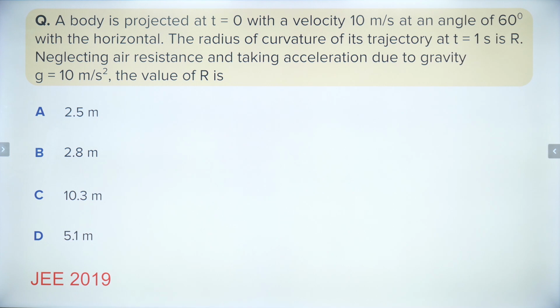The radius of curvature of its trajectory at t equal to 1 is capital R. It's not the range, okay? That's the radius of curvature at t equal to 1. You have to find out the value of R. The radius of curvature is to be found. Options are given as 2.5, 2.8, 10.3 and 5.1 meters.